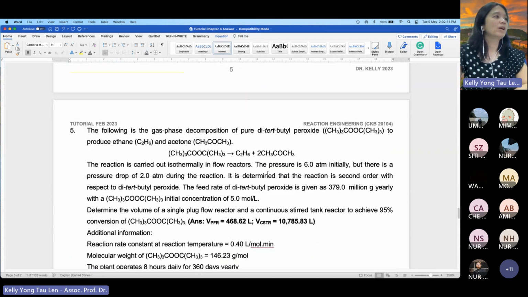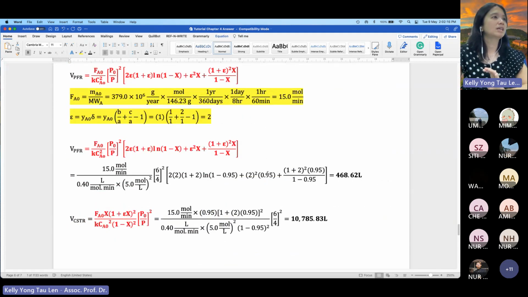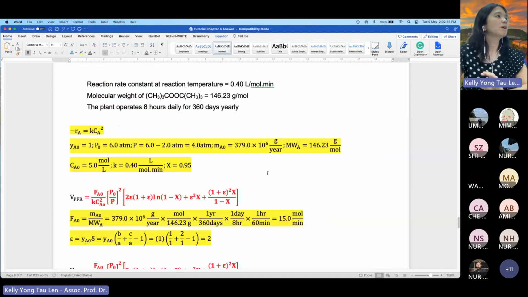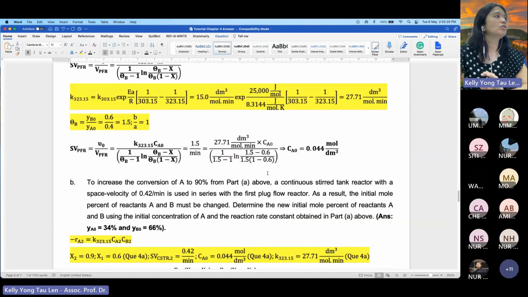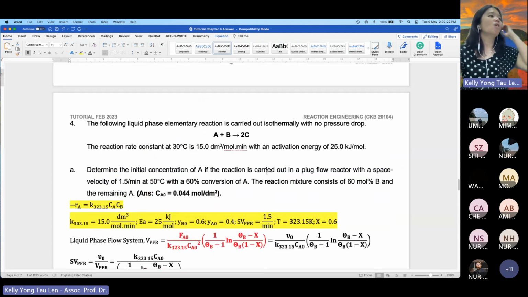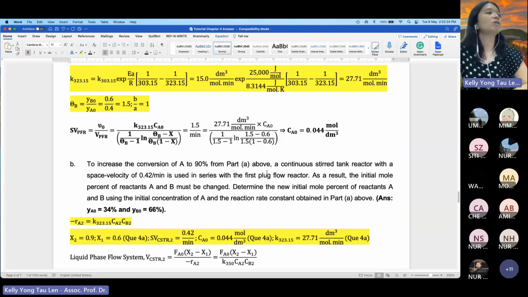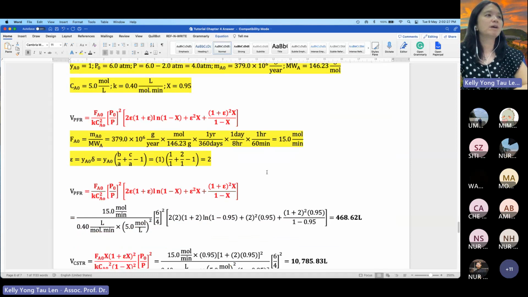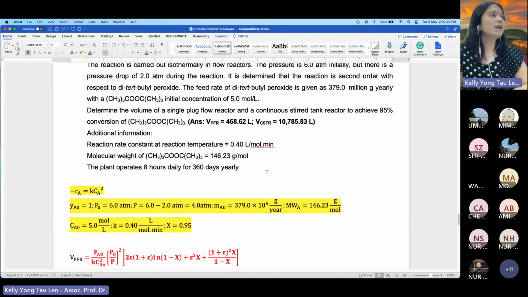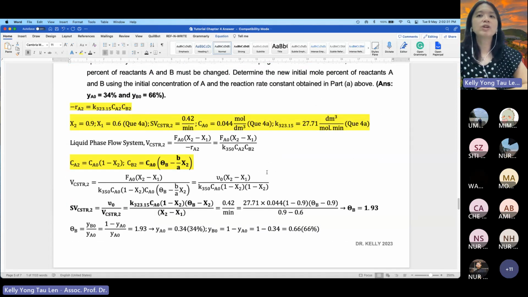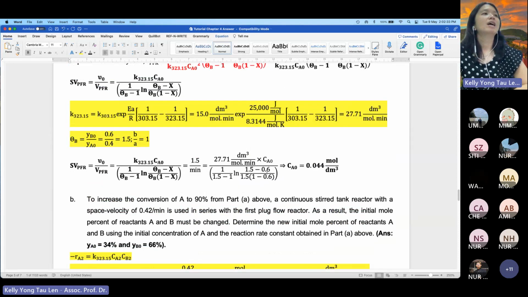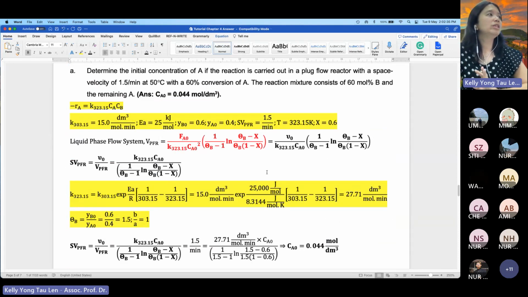I think we only have time for one question. Let me think which question I want to solve. Question 5 is pressure drop. Question 4 is no pressure drop. So I will do question number 5 first about the pressure drop. If we have time, I will go to question number 4. But if we don't have time, please try to do this by yourself.